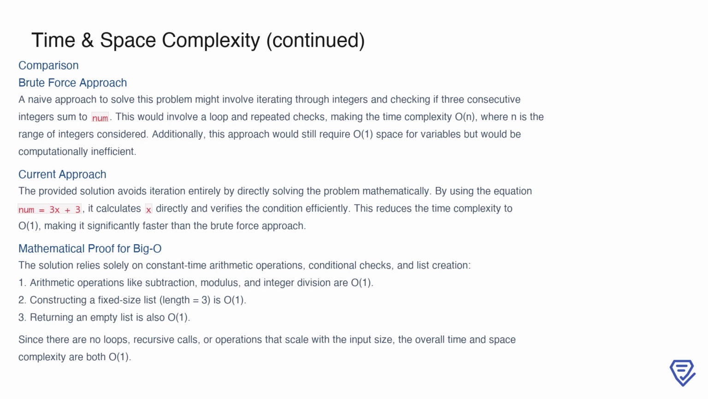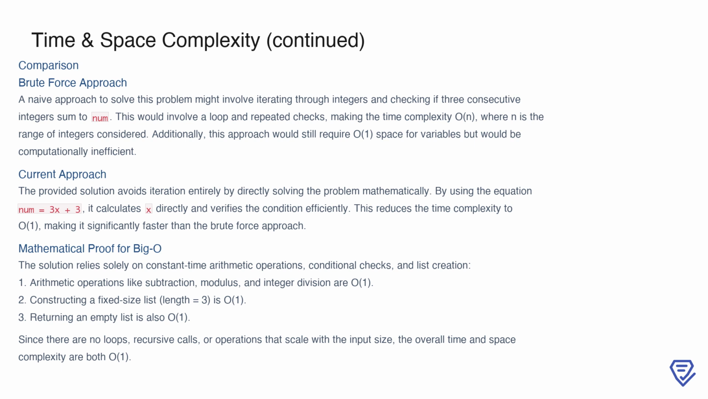A naive solution might involve iterating through integers and checking whether 3 consecutive integers add up to the target number. This would involve a loop, performing repeated checks for each potential starting point. As a result, the time complexity of the brute force approach would be O(n), where n represents the range of integers considered.